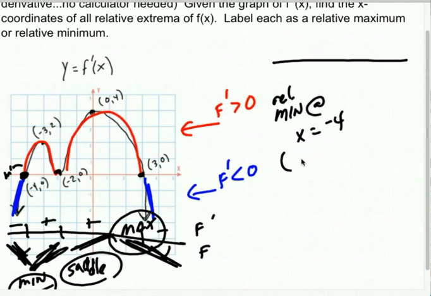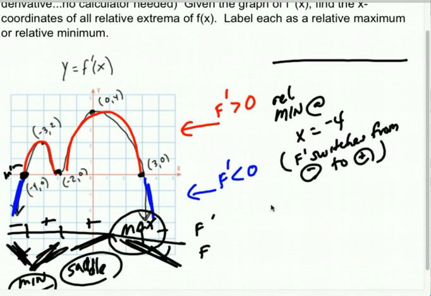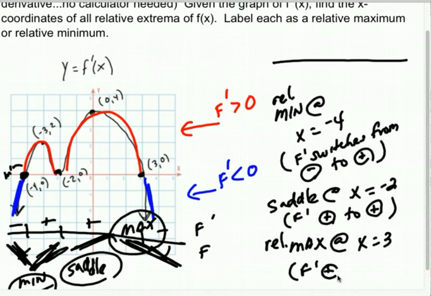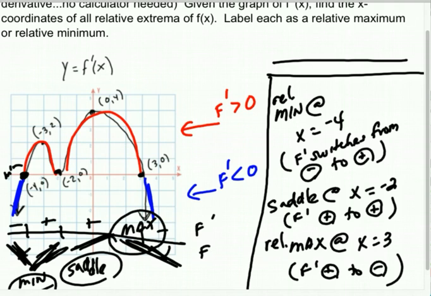And again, the logic there is that f prime switches from negative to positive. So you're explaining in terms of f prime, what can you see with f prime? There is a saddle, which you weren't asked, at x equals -2 because f prime goes from positive to still positive. And there is a relative max at x equals 3. Again, the reason is f prime goes from being positive to negative. If you're explaining your reasoning, you're explaining it in terms of f prime.